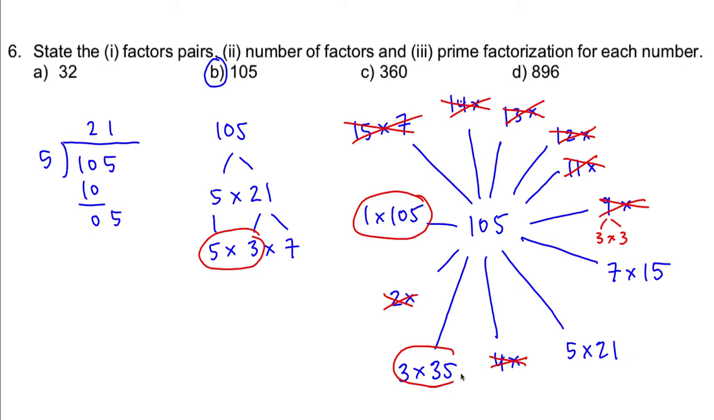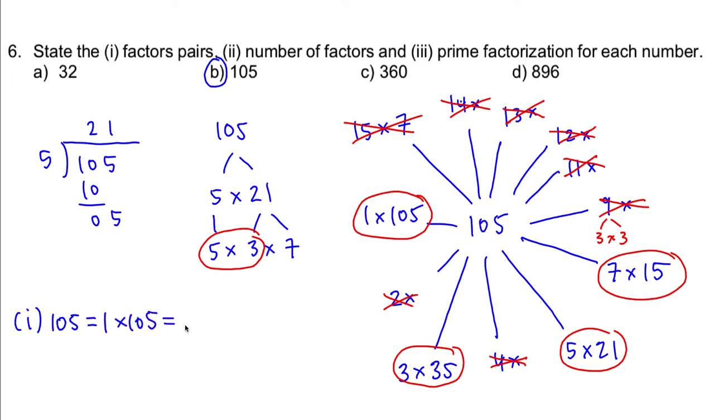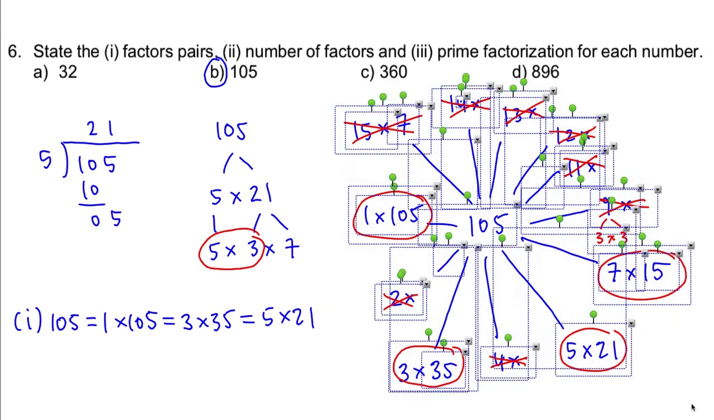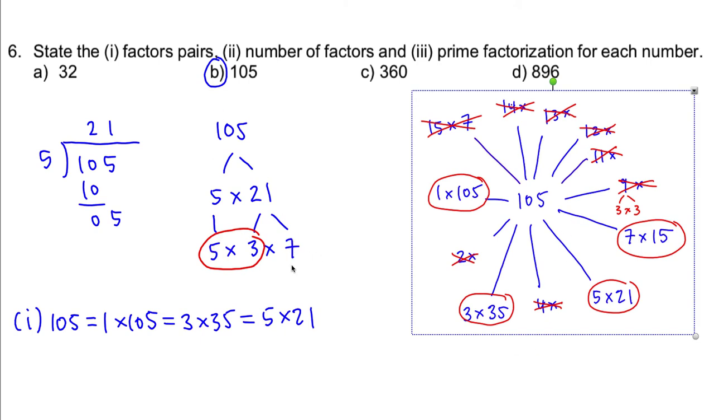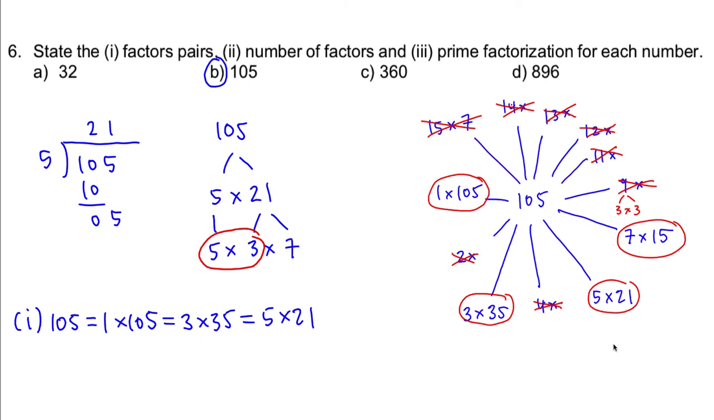So we have 1, 2, 3, 4 factor pairs, and we can state them for part 1. So part 1, the factor pairs say that 105 is equal to 1 times 105, which is also equal to 3 times 35, which is also equal to 5 times 21, and also equal to 7 times 15. I like the factor tree into the prime factorization, and I like the factor circle. It helps me to see all the different factor information that I need. So 7 times 15 is my last one.